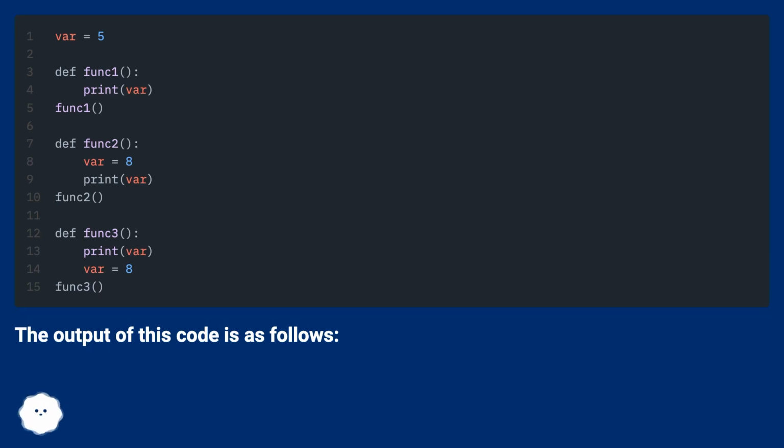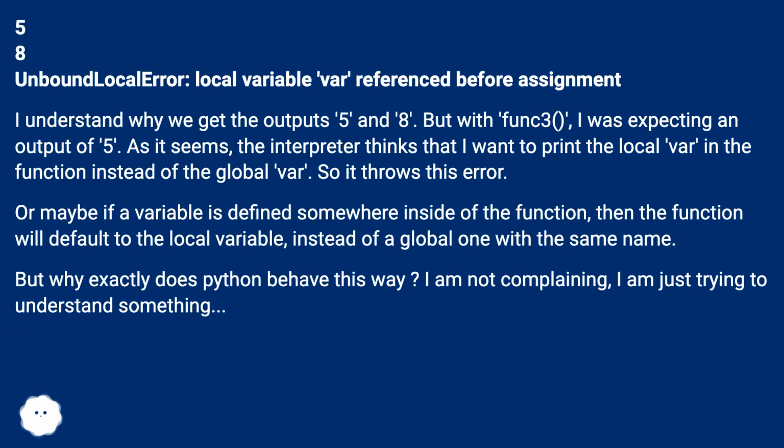The output of this code is as follows. 5. 8. UnboundLocalError: local variable 'var' referenced before assignment. I understand why we get the outputs 5 and 8. But with func3, I was expecting an output of 5. As it seems, the interpreter thinks that I want to print the local var in the function instead of the global var. So it throws this error.